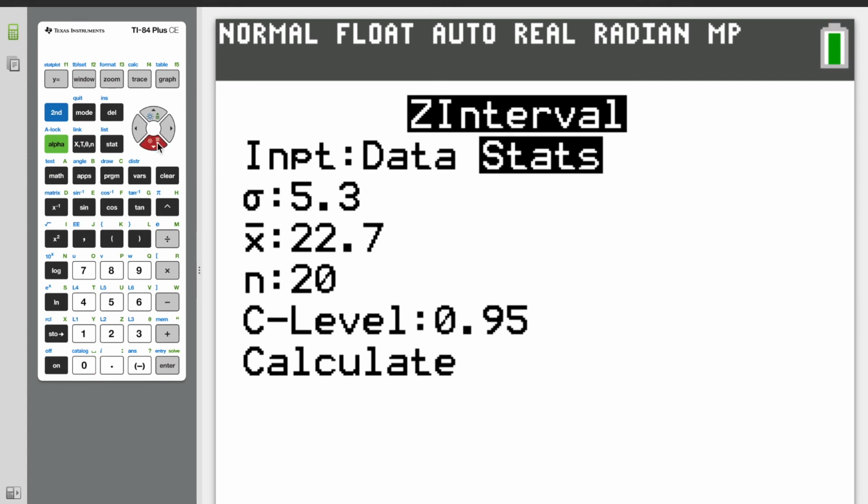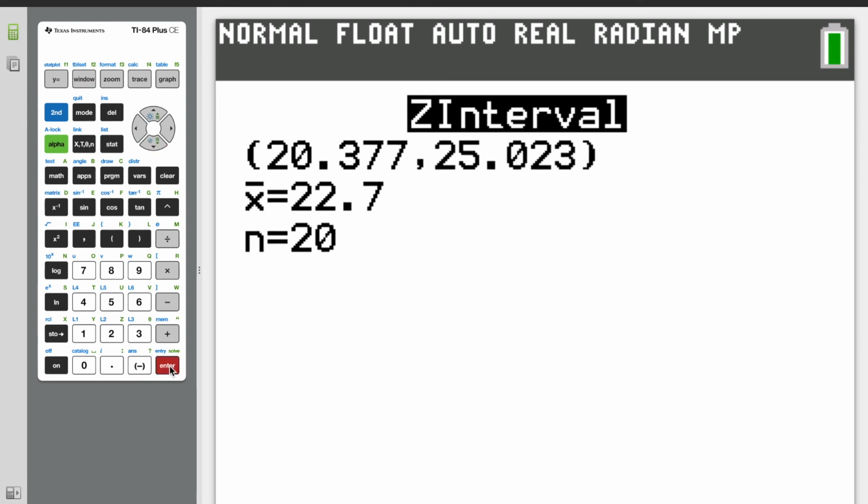And then C level is your confidence level, which in our case was a 95% confidence interval that we wanted to compute. So you're just going to type in 0.95. And if you go ahead and calculate these values, you can see that we are getting the same values that I got in the previous video.